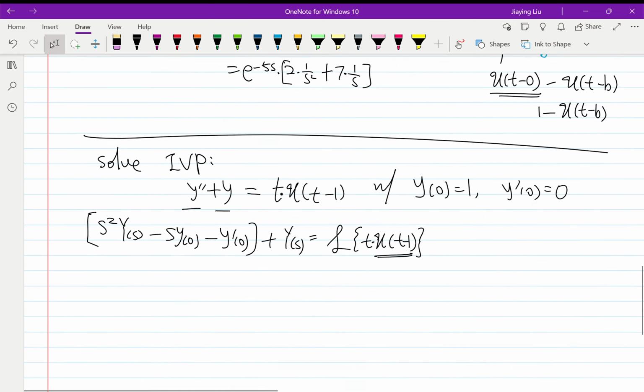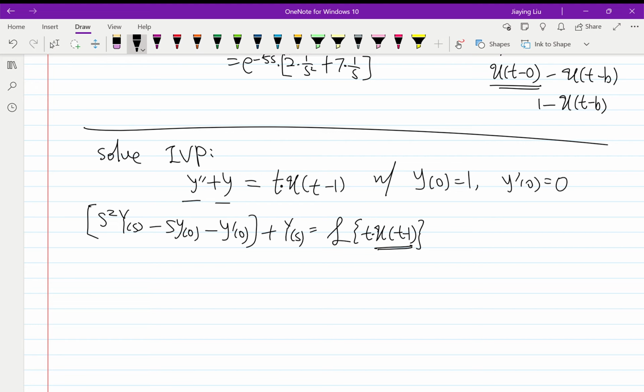So let's just see we do everything correctly at the end, and then we plug in initial values, and then we end up with capital Y of s equals s over s squared plus 1 plus e to the negative s times. So we common denominator, we get 1 plus s over s squared plus 1 at the end.